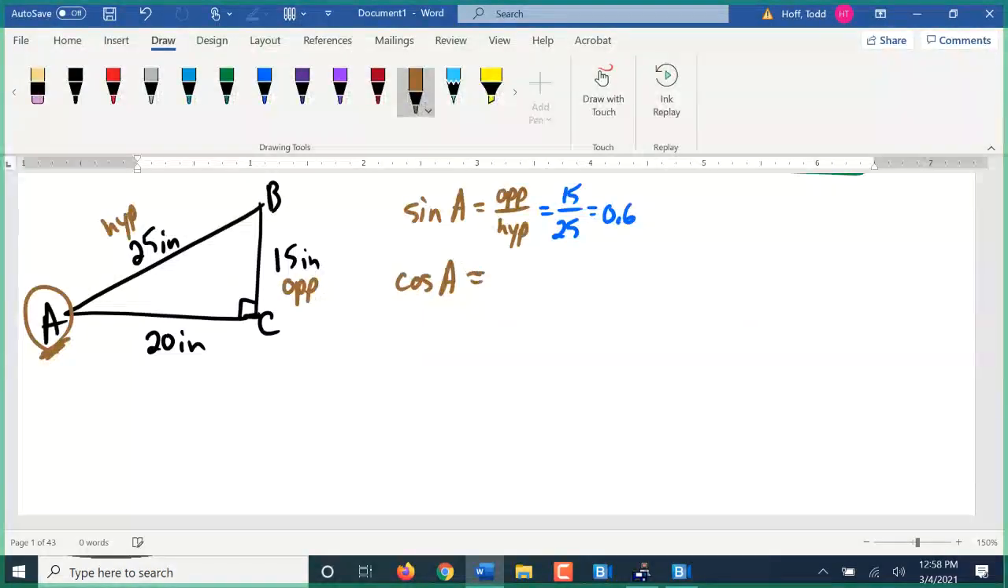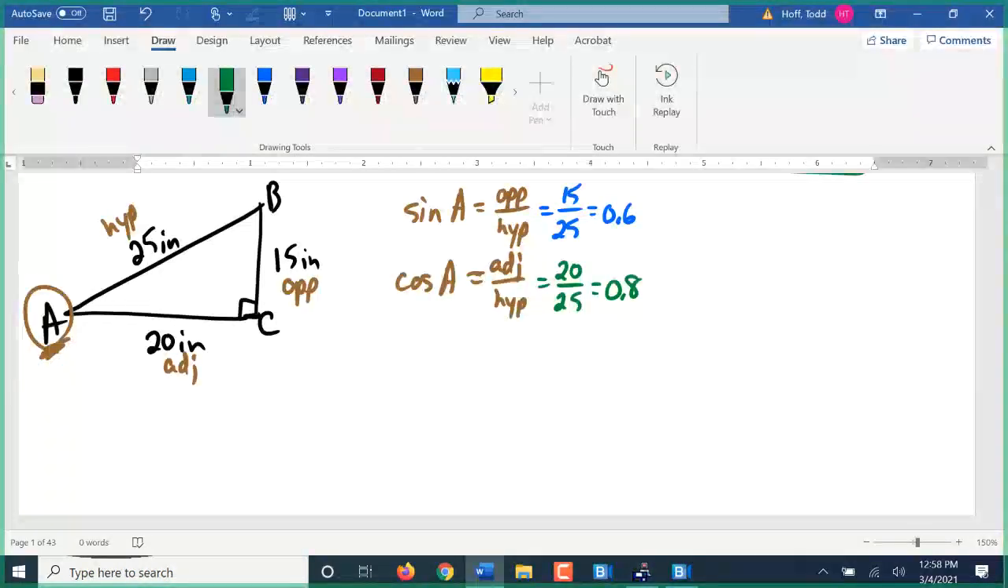Now let's come back to the cosine of angle A. Cosine is adjacent over hypotenuse. For angle A, this is the adjacent leg because it's the one touching angle A. So the adjacent length is 20 over the hypotenuse of 25. That divides out to be 0.8.